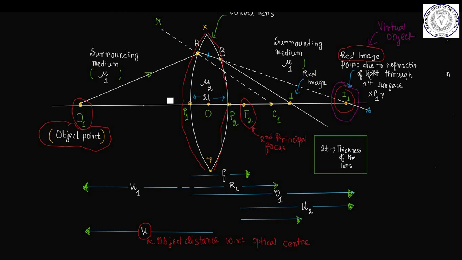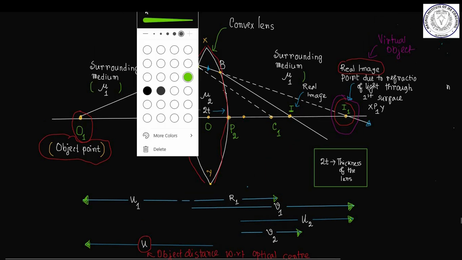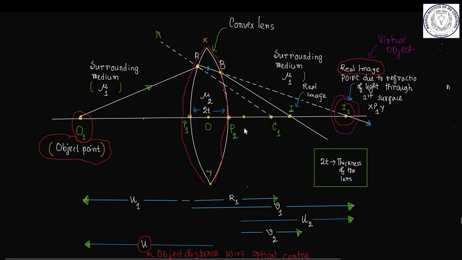Now we can denote the distance of the real image point I from the second refracting surface. That should be V2. V2 is the image distance of the real image point I from the second refracting surface XP2Y. V2 is the real image distance from the second refracting surface.